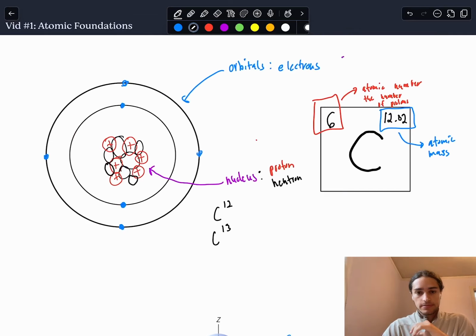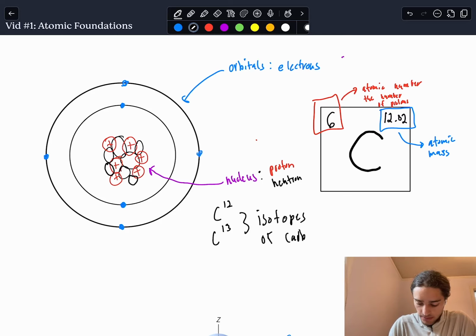Okay, so these are the isotopes of carbon. And that just means you're changing the number of neutrons.